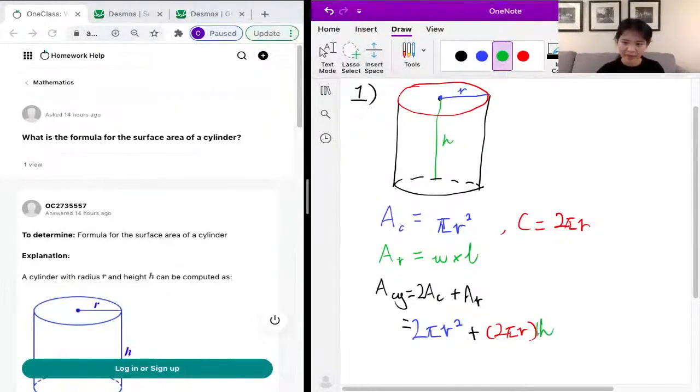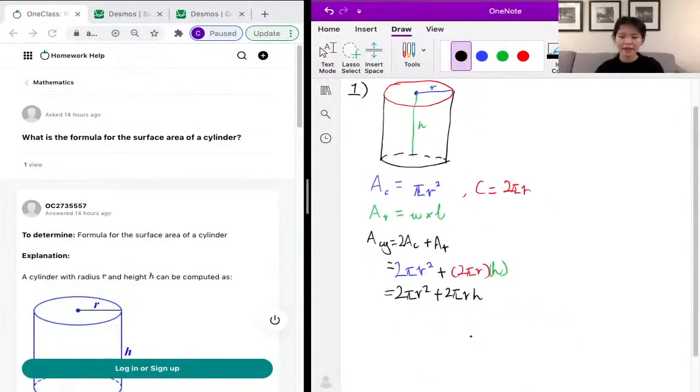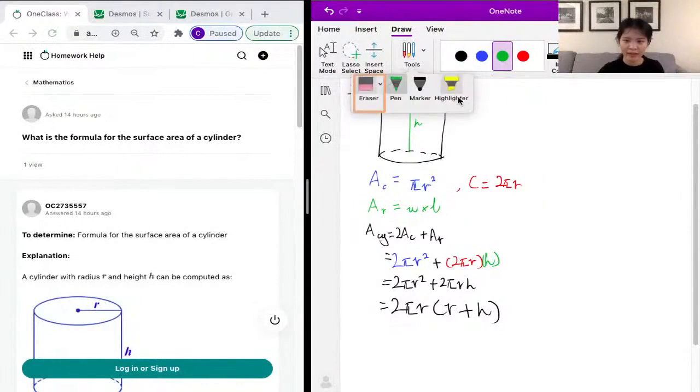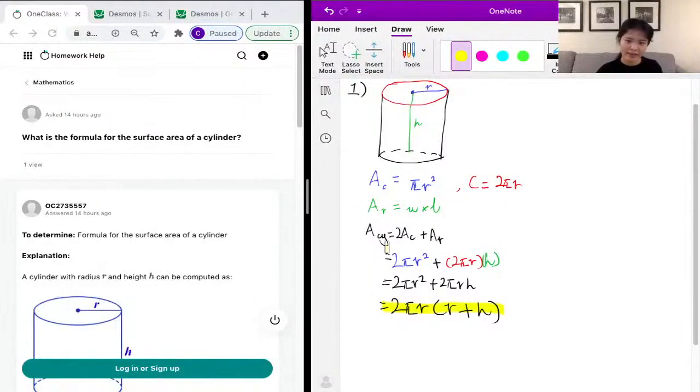So here we have the surface area of a cylinder, and we just need to simplify the expression a little bit. So we have 2 pi r squared plus 2 pi rh. And if you're factoring out the common factor, here we have a common factor 2 pi r. So if we factor the 2 pi r out, the surface area of the cylinder is 2 pi r multiplied by r plus h. And this is our formula for the surface area of the cylinder. And let's use a highlighter just to highlight it. This is our final answer.